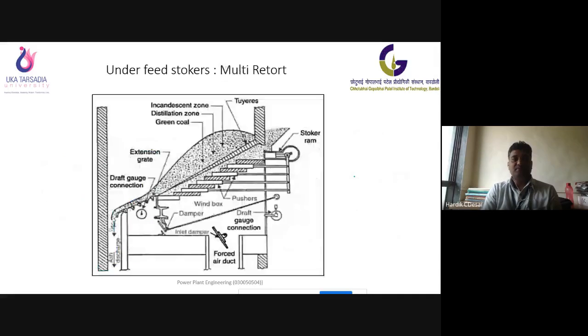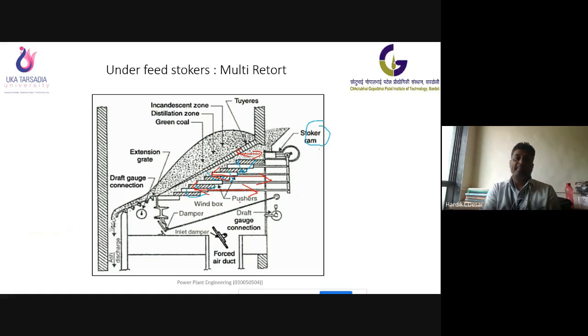Now the next one is the multi-retort stoker. As you can see in this diagram, you have more than one retort, over here, over here, over here, and here. These retorts are powered, or moved, by this stoker arm. This stoker arm will govern the linkage mechanism. And let me show with another color, you will have this kind of movement: left to right, reciprocating movement of this retort.